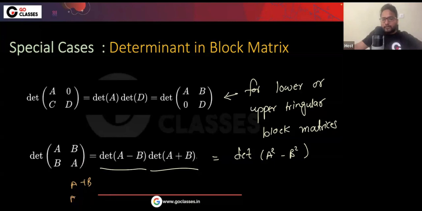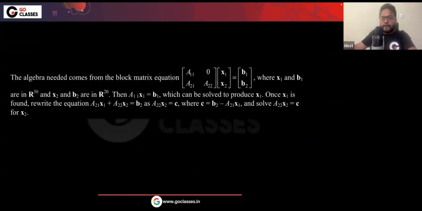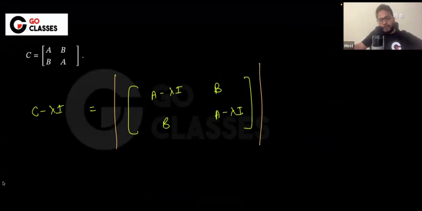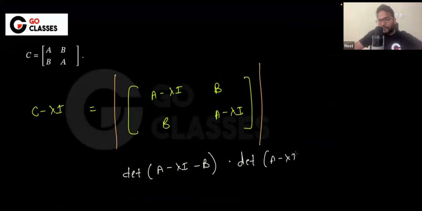So if it is something like this, A, B, B, A, then the determinant is A minus B into A plus B. So basically, can you tell me what is the determinant of this? If this is A, B, B, A kind of thing, then it will be the determinant of A minus lambda I minus B, into the determinant of A minus lambda I plus B. Tell me if that is okay to everyone.